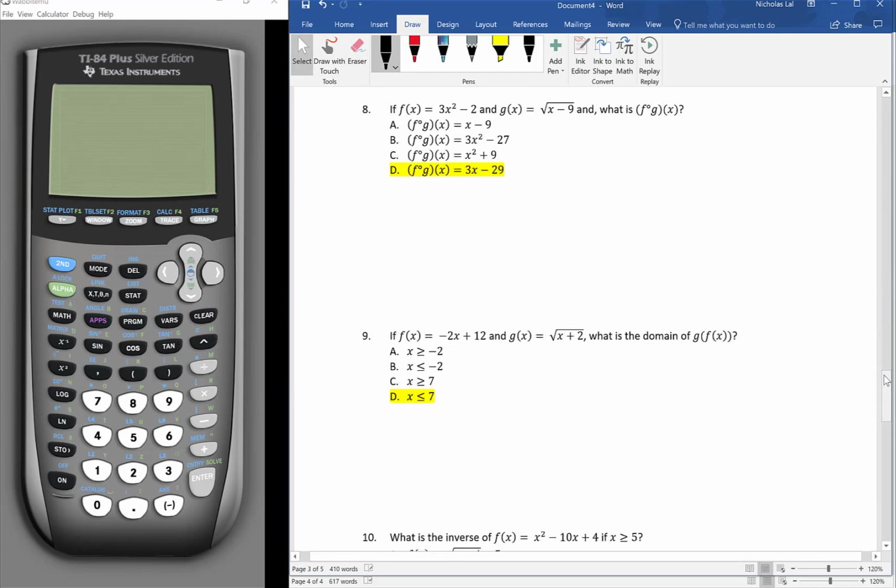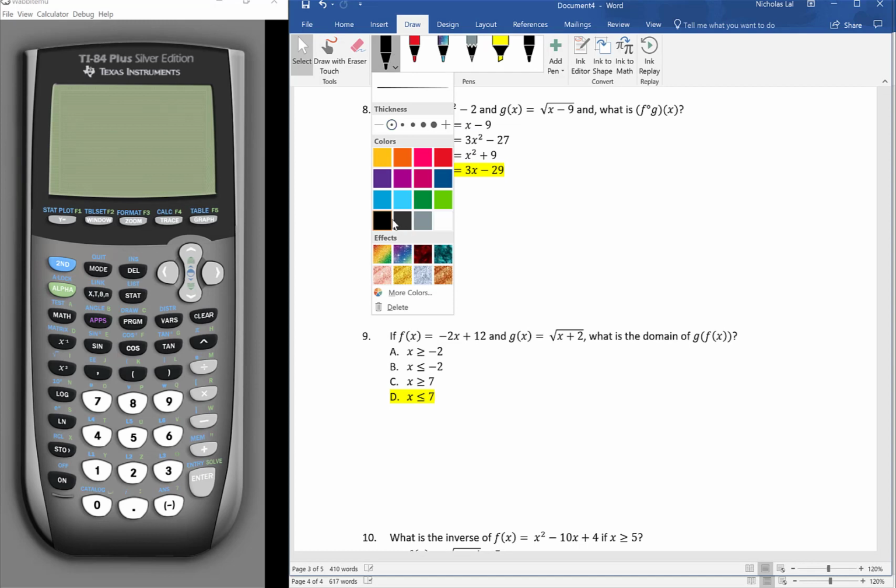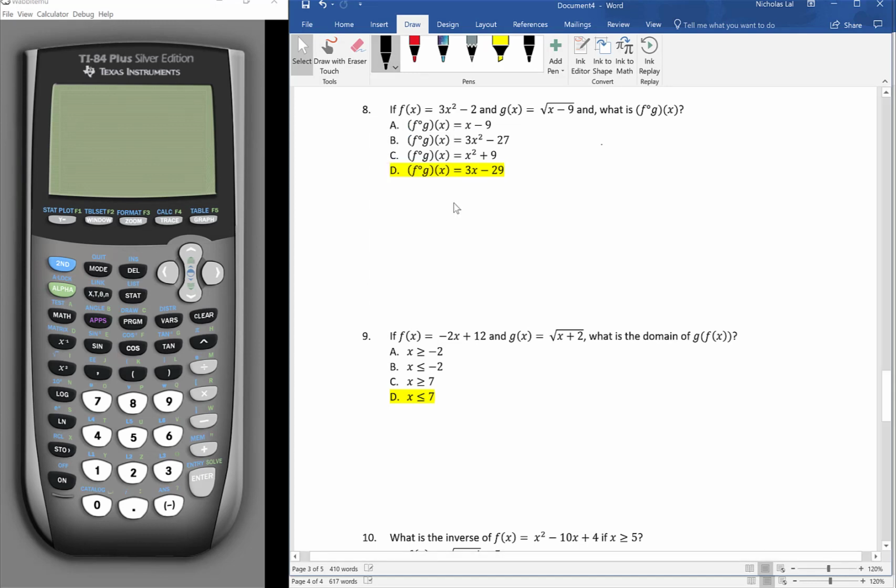Moving on to problem 8. f of x is equal to 3x squared minus 2, and g of x is equal to the square root of x minus 9. What is the composition of f of g of x? Okay, so we need to find the composition. And g of x is going to go inside f of x.